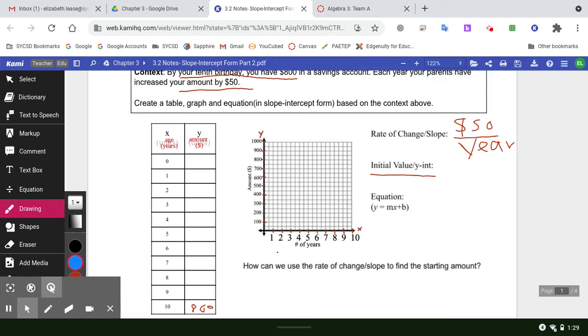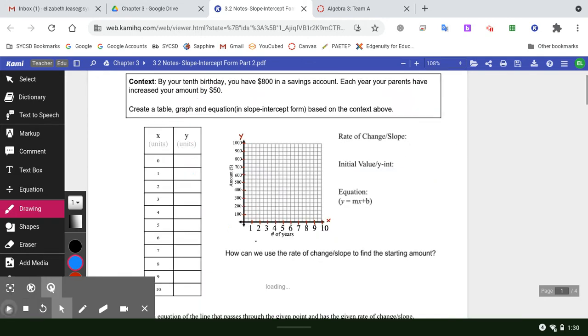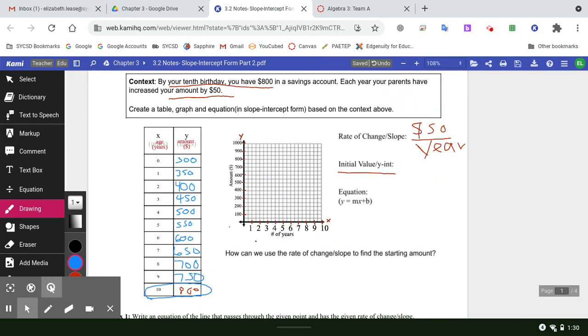So one possible way is to work backwards from this point, (10, 800). So if we're increasing by 50 each year, that means at age 9 we had 750, age 8 700, age 7 650, and so on. So then by the time we were born, it went all the way back to a starting amount of $300. So that is our starting amount, and that means our equation is y equals 50x plus 300.